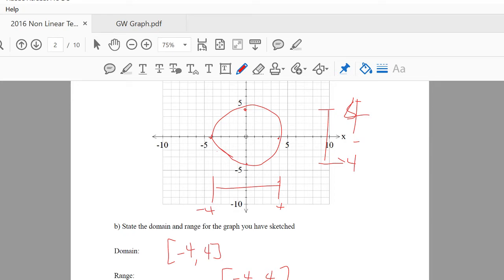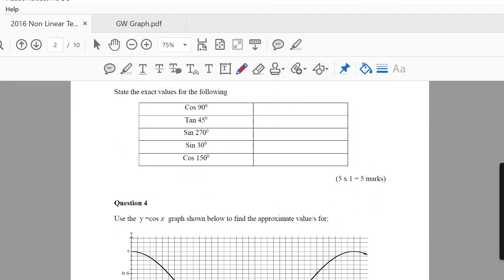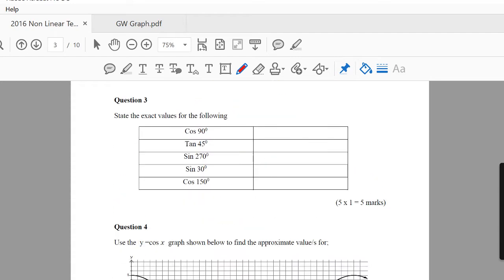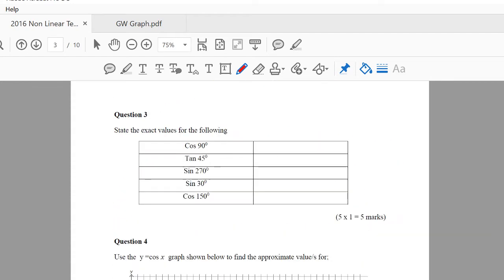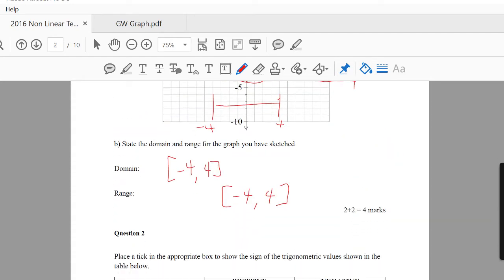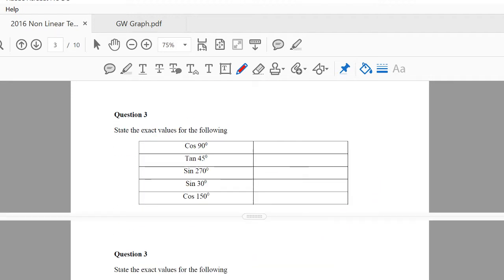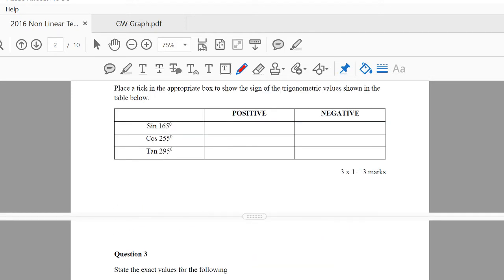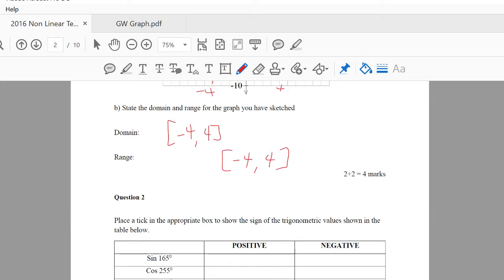Question 2. Tick. Where is it? Question 2. Tick the appropriate, oh God, where did we go? Yeah. I don't even know what just happened then.